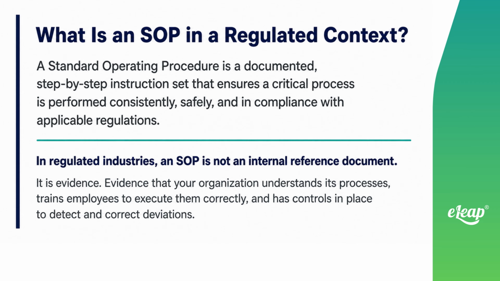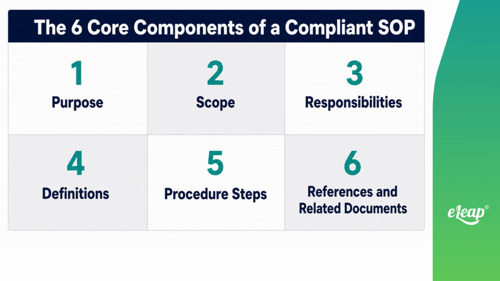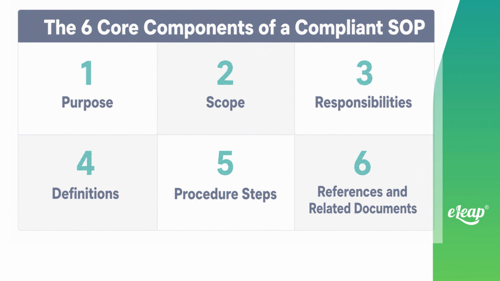These steps work well for organizations of any size and in any industry. Whether you're building an SOP library from the ground up or bringing existing procedures into compliance. So let's get into the 6 components. These apply whether you're writing for an ISO 13485 quality management system, an FDA-regulated facility, or any other compliance framework.